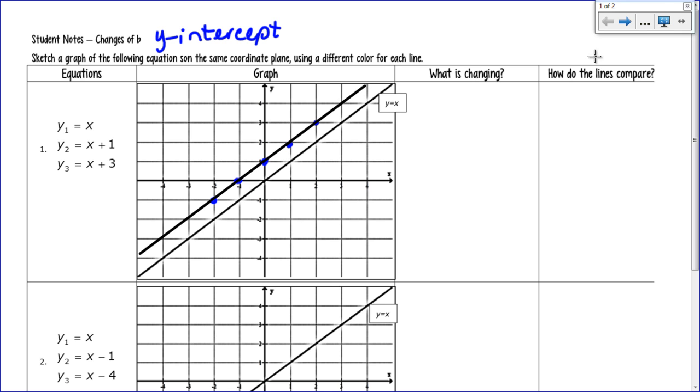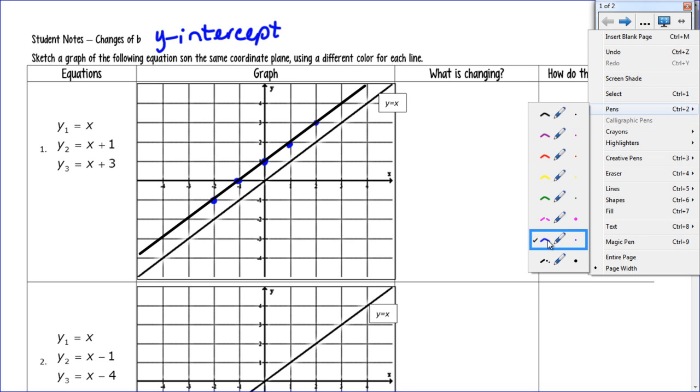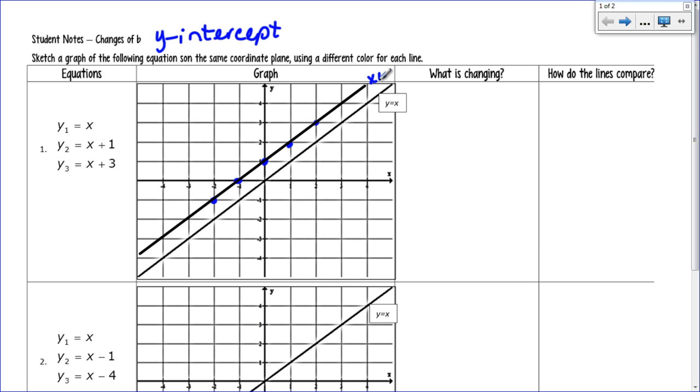And hopefully you notice that these two lines are parallel. That's because they have the same slope. Slope of 1, slope of 1. The only thing I changed was the y-intercept. So there's that one. So this one is x plus 1.